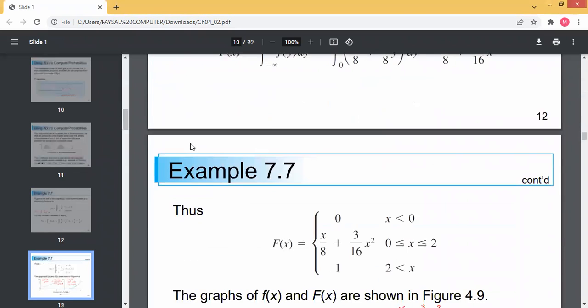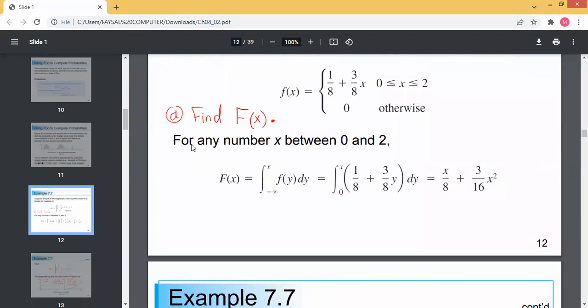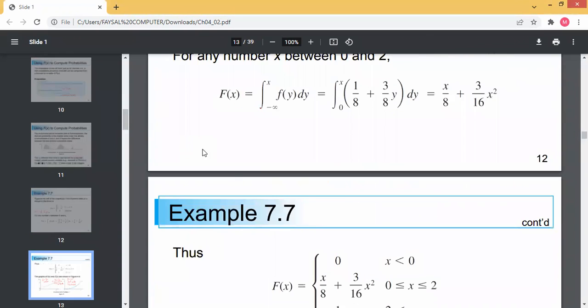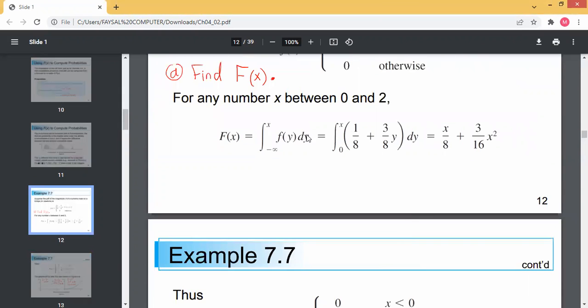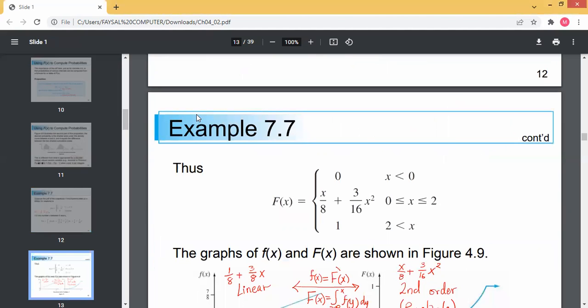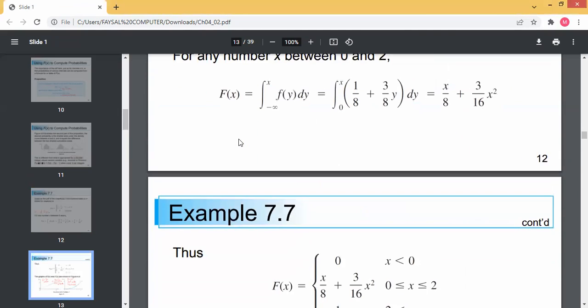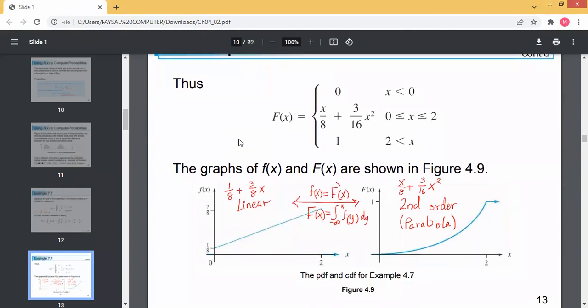Now, moving forward, I have computed 3 points. First, when x is less than 0, it is 0. When x is less than or equal to 2 and greater than or equal to 0, my function will be x upon 8 plus 3 upon 16 x square. This is for the limit between 0 and 2. And when x is greater than 2, the value is always 1. So these are the three values we find.